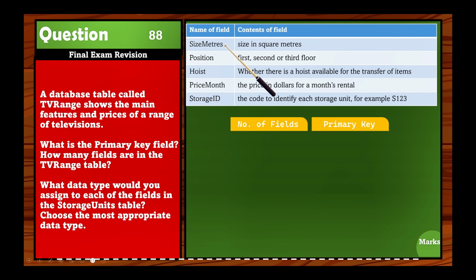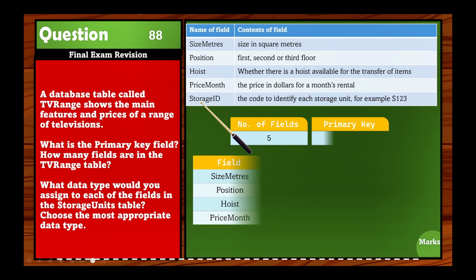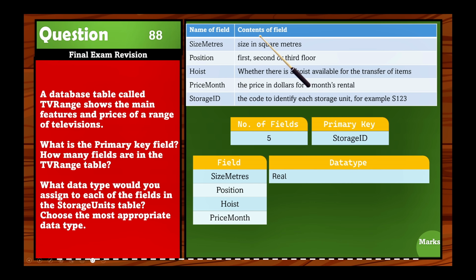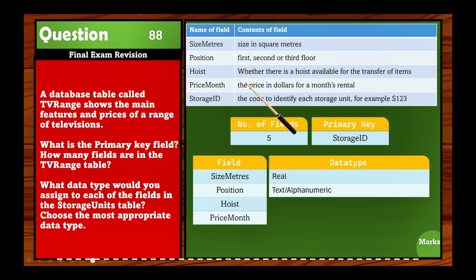So number of fields, we know 1, 2, 3, 4, 5. So 5 fields. And the primary key could be the storage ID, yeah, storage ID could be the primary key. So let's write the data type for each field. The first field is size in square meters, so this could be real because it's storing the size in square meters. Next one is position: first, second, and third. So it could be text. Then hoist, where there is a hoist available for the transfer of items. So hoist available or not available, so it could be Boolean.